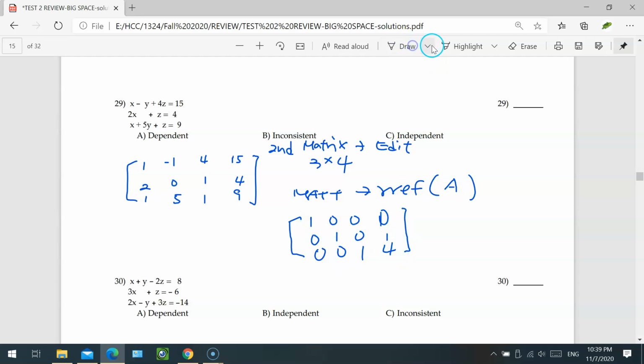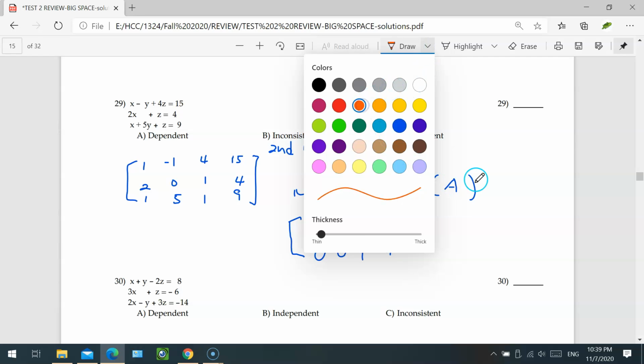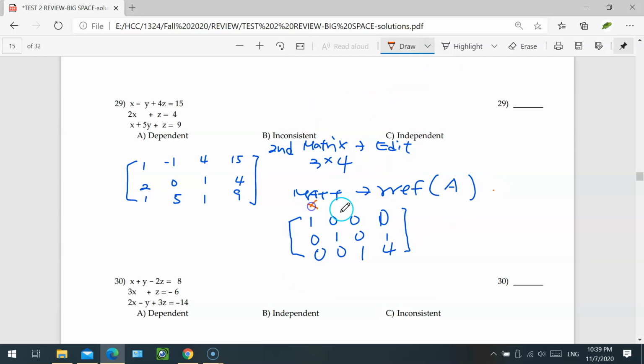So that indicates the solution set here is x equals 0, y equal 1, and z equal 4. So each of the variables has a particular solution, has a number. They don't rely on any variable here. So they are independent as well.